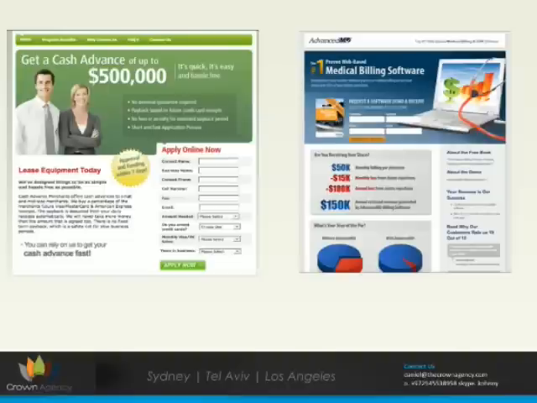Now, the strategy that we're talking about here can be applied to any vertical, whether it's a business service, whether you're selling medical software, you can see the landing page on the right-hand side, or whether you're a mortgage broker, or you're doing cash advances, or whatever it is. If you're trying to generate leads online, this strategy will work for you. It's the theory and the principles and the technology that we've created that makes it work.